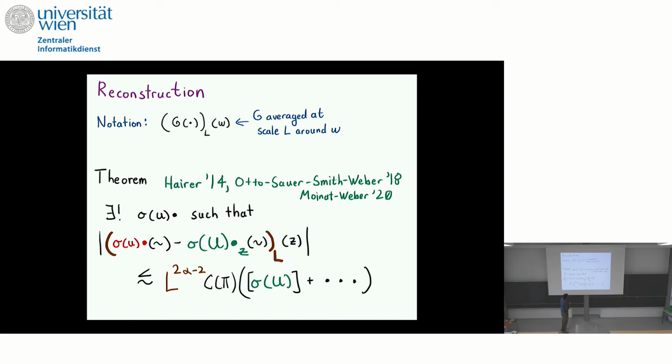Okay. And the key thing here is that the control of this product depends on, so I need some information about the size of my noise, but I also use the modeled norm of sigma of u. Okay.